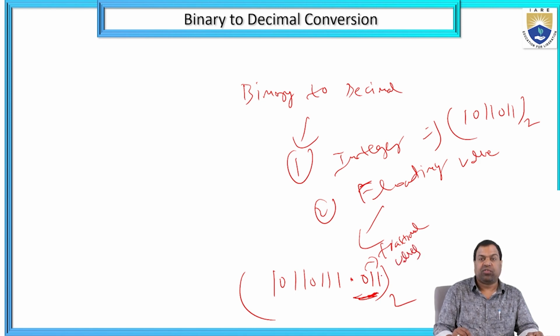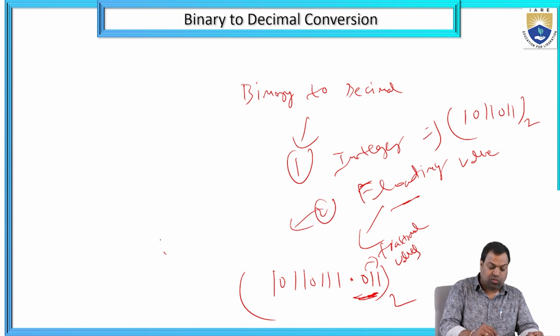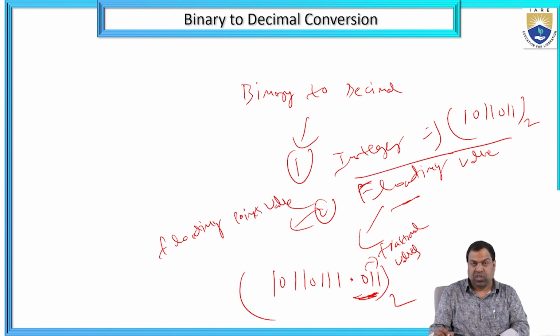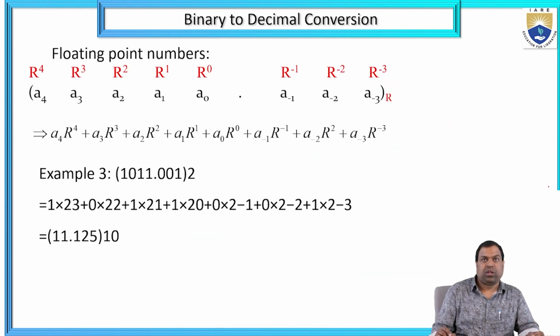So when we are getting the fractional values, that is called floating point values. So integer value and floating point value. Up to now we discussed integer values. Now we are going for the floating point numbers. Floating point means point something.